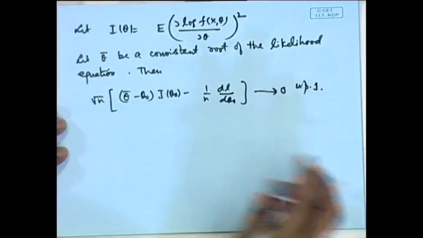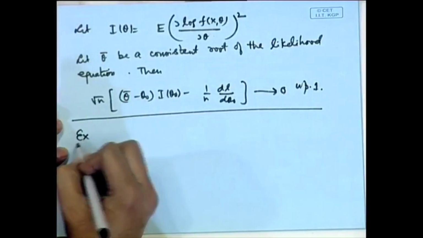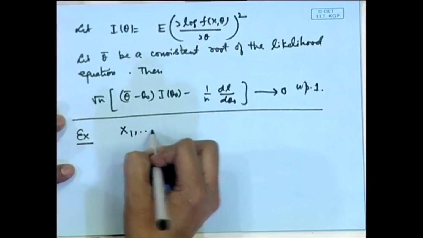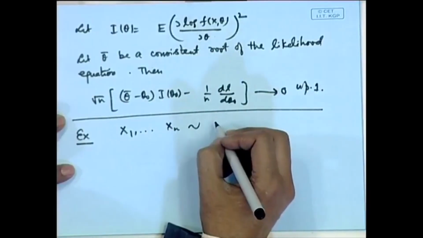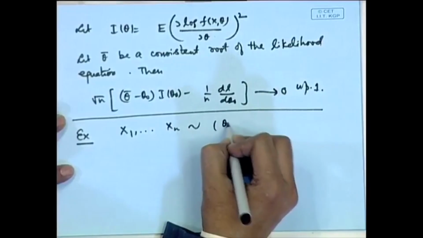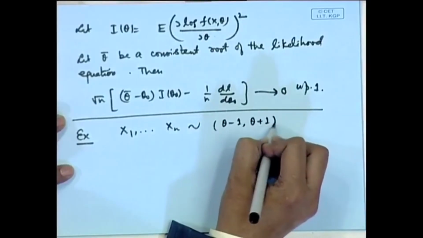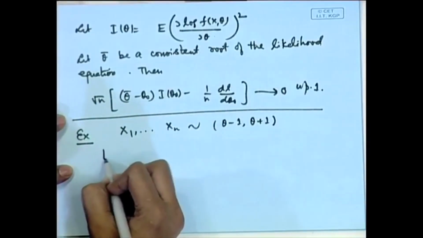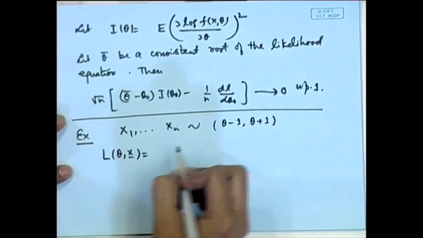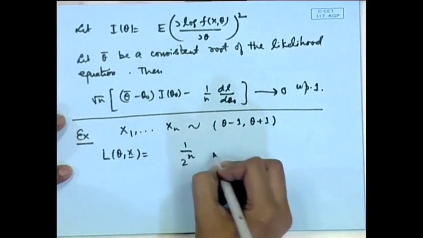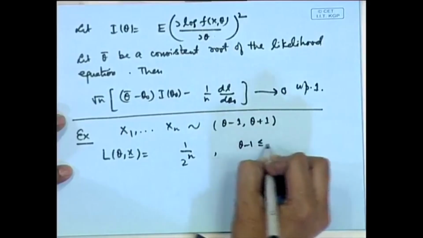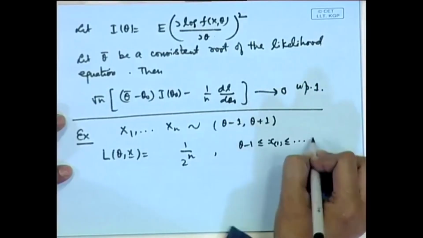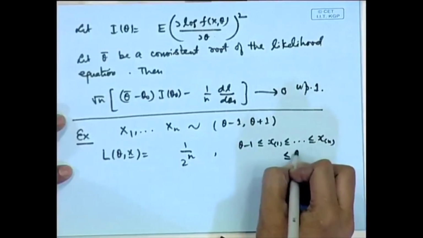We further consider the case when the maximum likelihood estimators may not be unique. Let us take say x 1, x 2, ..., x n follow a uniform distribution on the interval theta minus 1 to theta plus 1. So, the likelihood function in this particular case will be equal to 1 by 2 to the power n for theta minus 1 less than or equal to x 1 and so on less than or equal to x n less than or equal to theta plus 1.